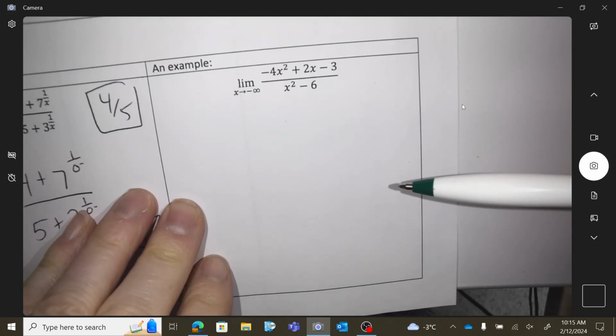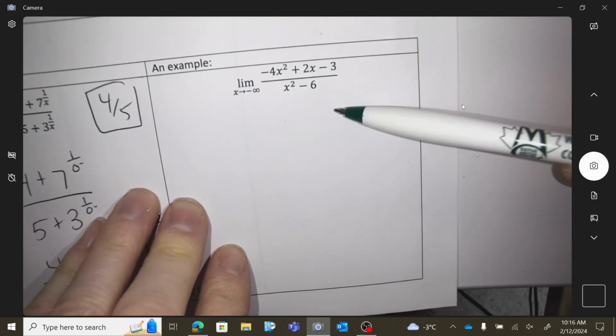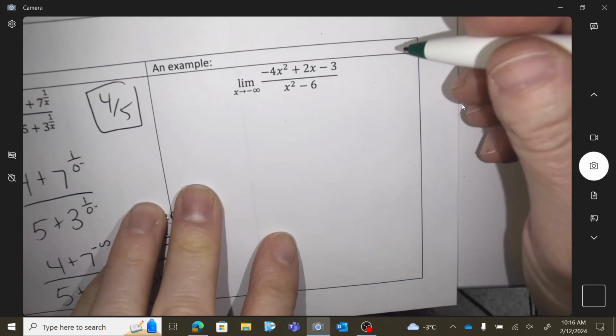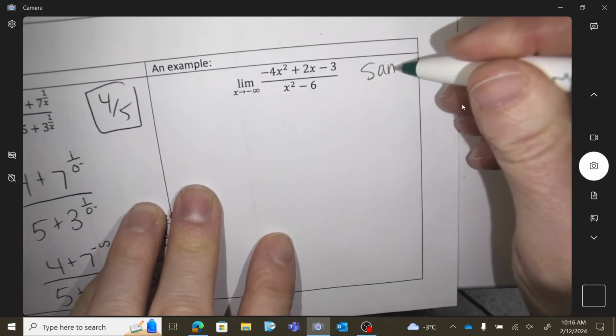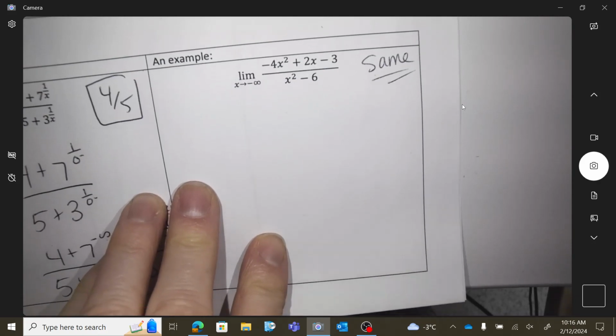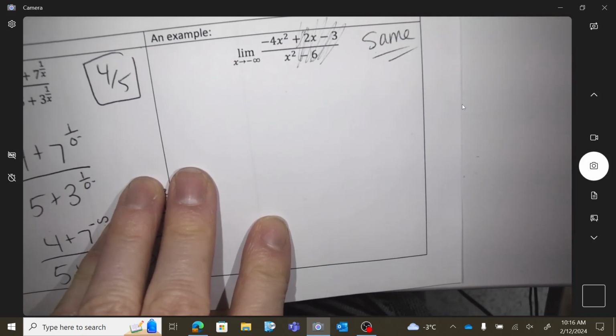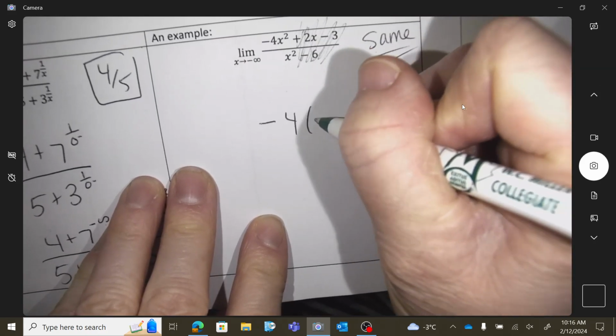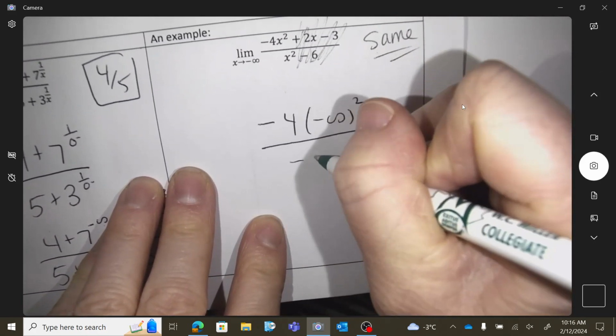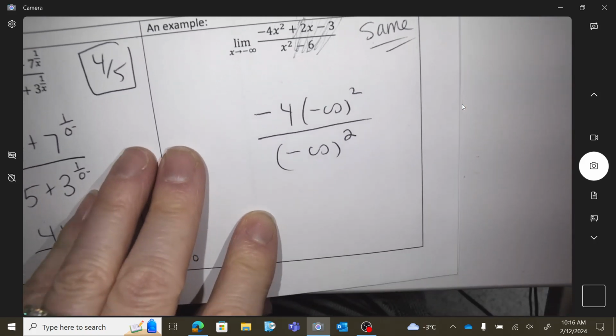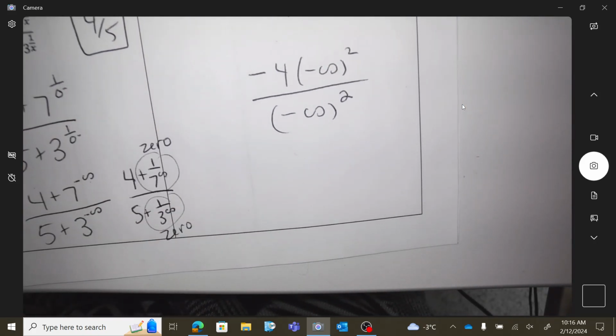Okay, analyzing this one. So what do you notice right away when you see it? Same degree. So basically you're forgetting about all that stuff. It's like a drop of water in an ocean. Don't care about that stuff. Okay, so that's what you're thinking about. Dividing, what's going to go on with positives and negatives, all that kind of stuff.